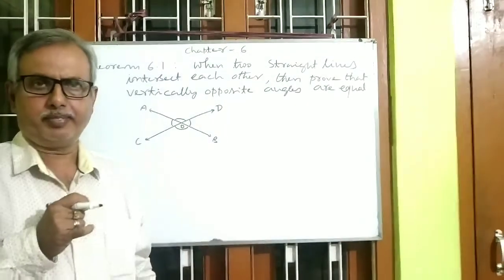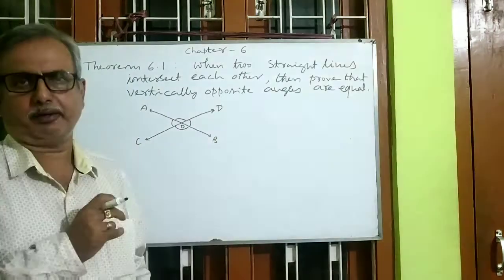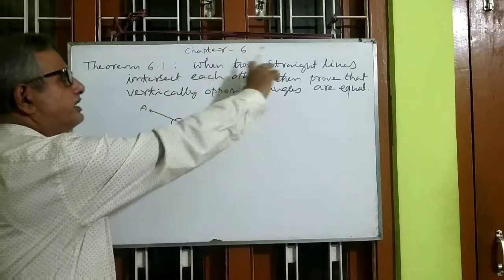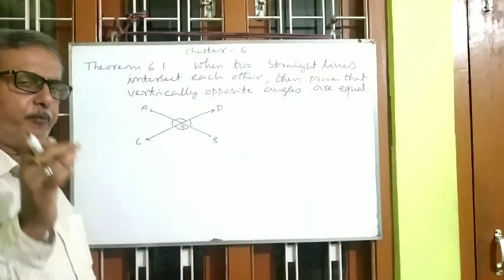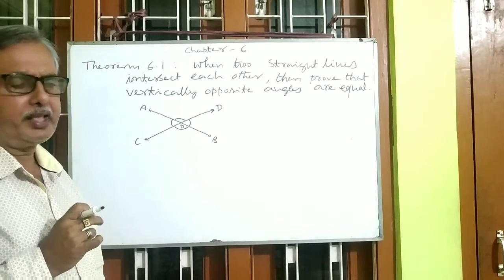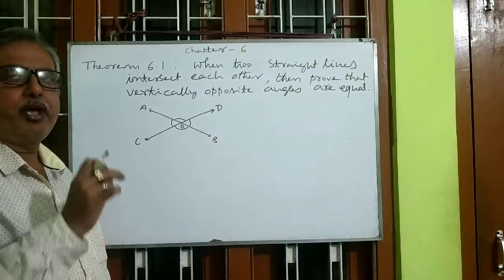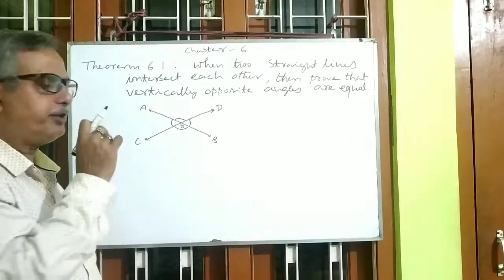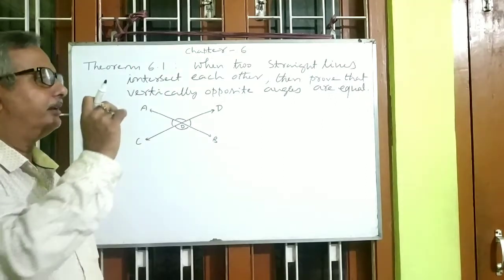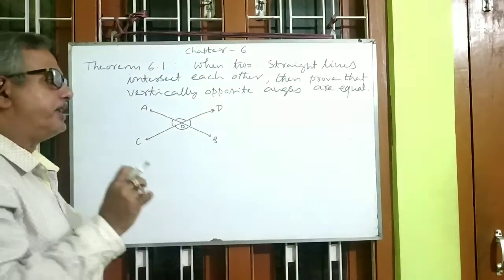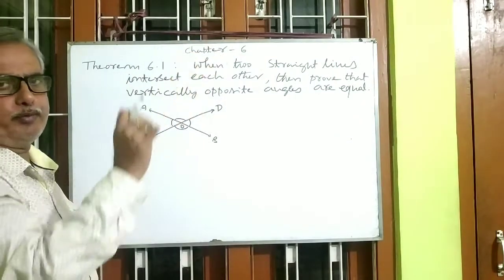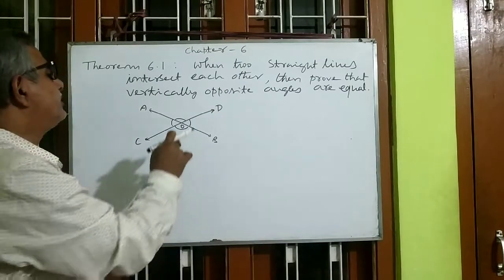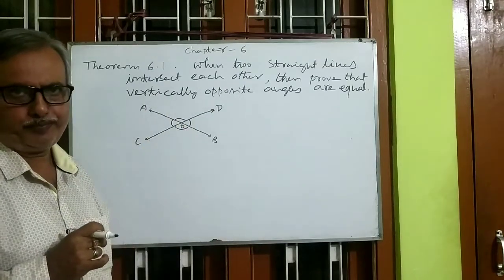When you are going to prove the theorem, first of all you write the figure. This theorem will be given in the question paper, so no need of writing this one. First of all you have to draw the figure. After that, if given, then you have to write given A, B, C, D, etc. If letters are not given, then you have to mention let so and so. For example, let AB and CD be two straight lines which intersect each other at O.